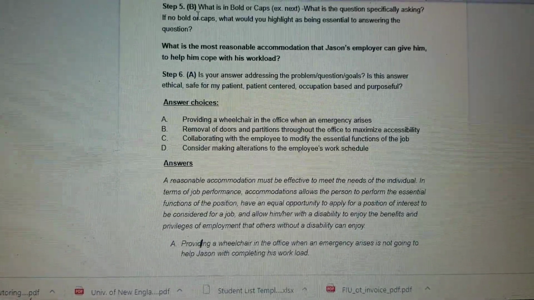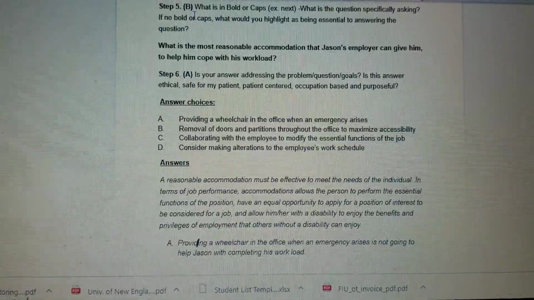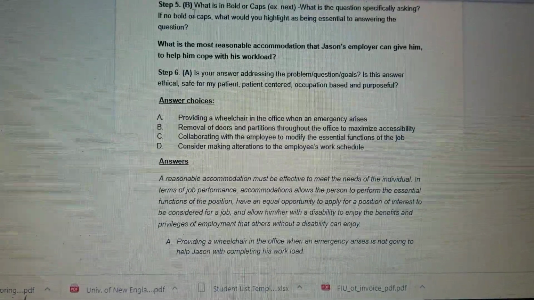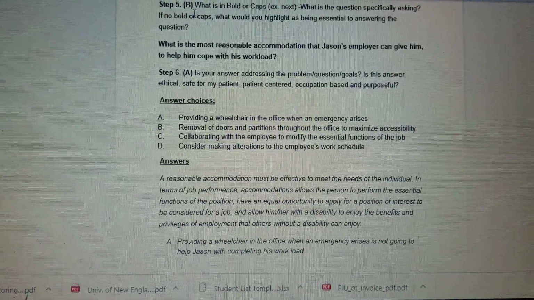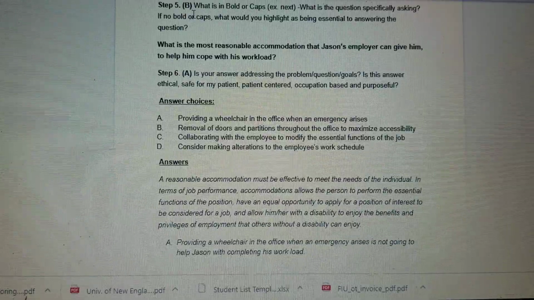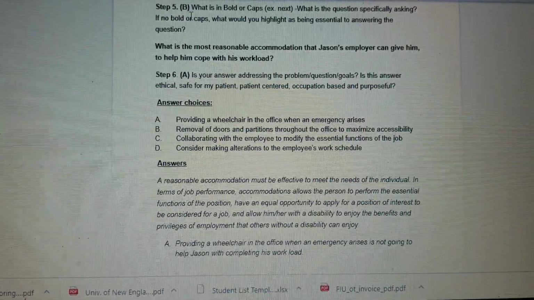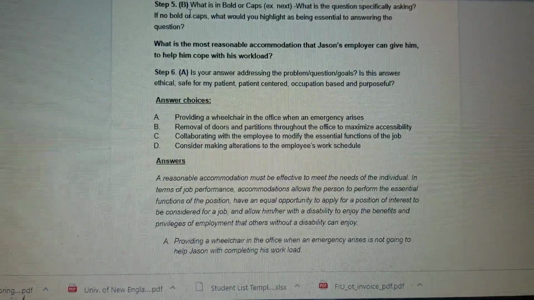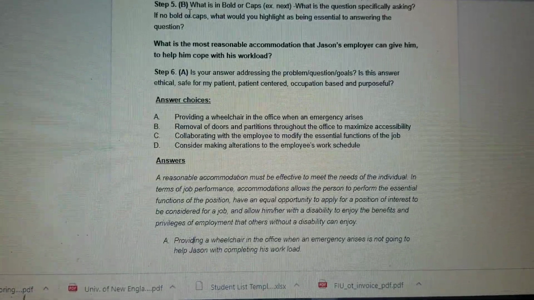Well, when looking at all these answers, we want to make sure that we know that a reasonable accommodation must be effective to meet the needs of the individual. In terms of job performance, accommodations allow the person to perform the essential functions of the position, have an equal opportunity to apply for a position of interest, to be considered for a job, and allow him or her with a disability to enjoy the benefits and privileges of employment that others without a disability can enjoy.